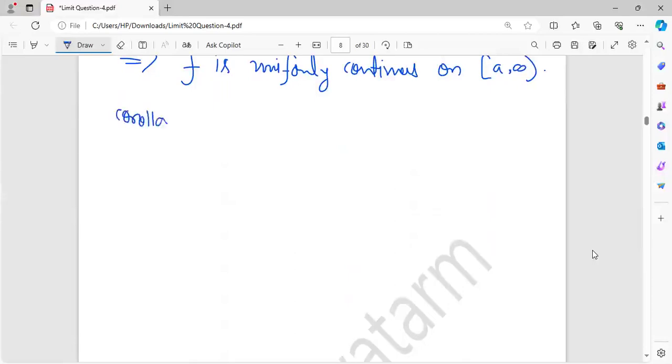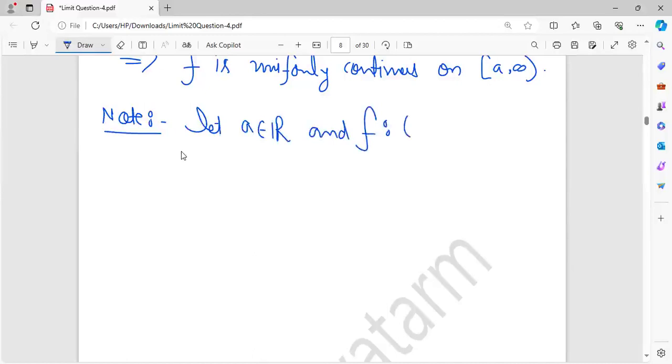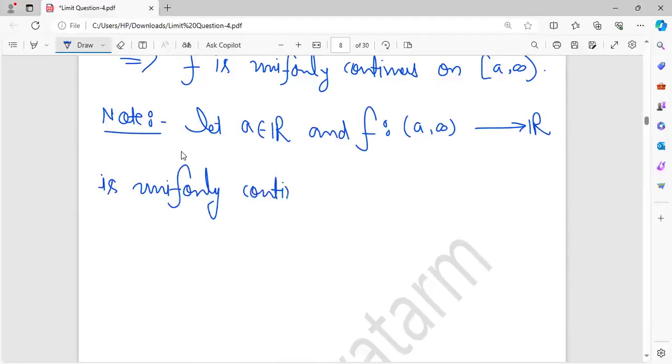Before the corollary, you note one thing. Suppose a belongs to R and f on (a, infinity) is uniformly continuous. Then the limit as x tends to a plus of f(x) exists. It always happens. You can see its proof.